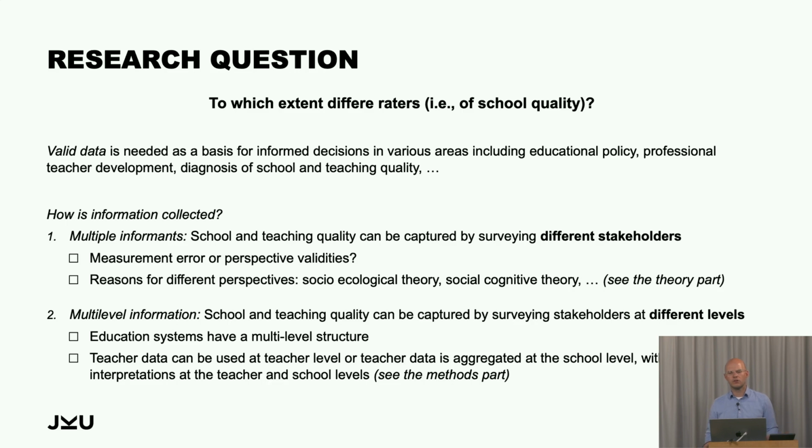School quality and teaching quality can be assessed by surveying different stakeholders: teachers, students, school leaders, parents, and so on. The ratings of these groups often differ. In that case, we either talk about measurement error or about perspective validity. Reasons for these different perspectives, these different ratings, can be found in theories like the socio-ecological theory by Bronfenbrenner or the social cognitive theory by Bandura.